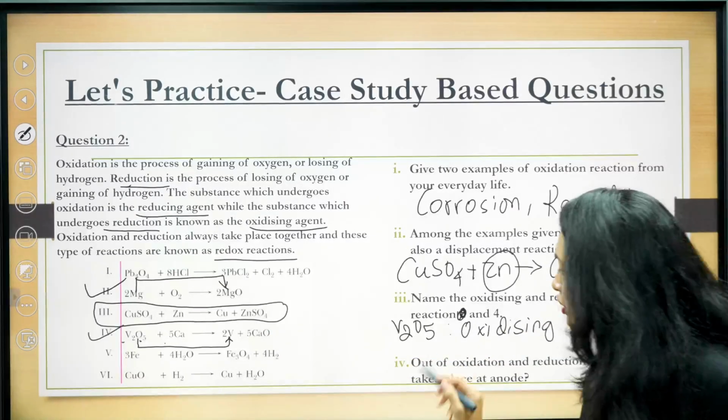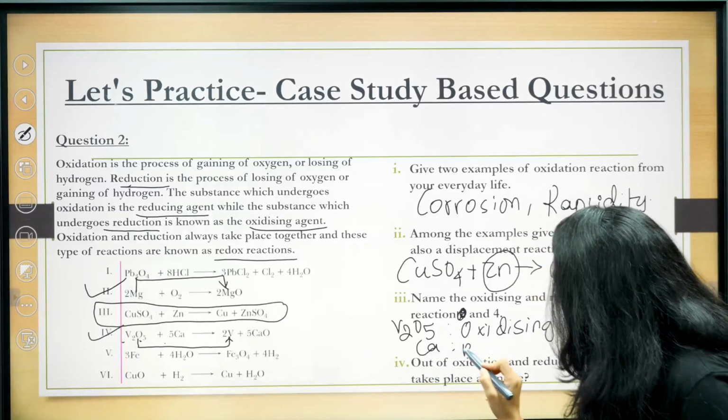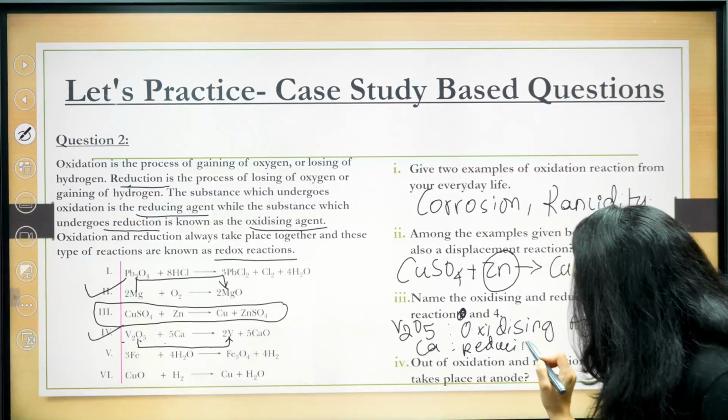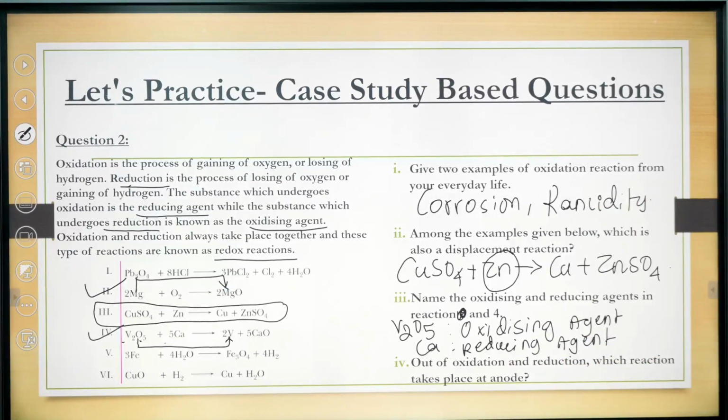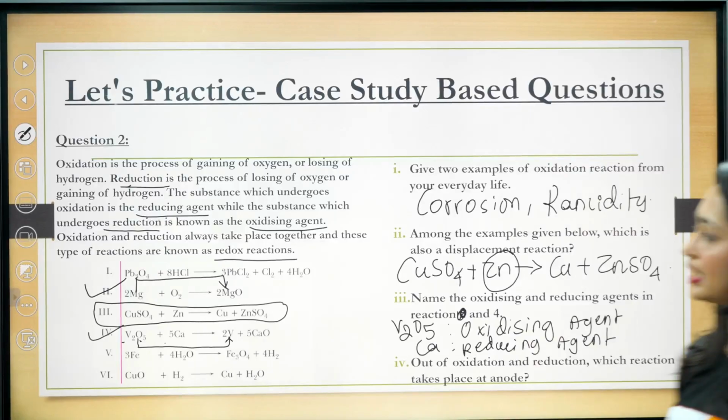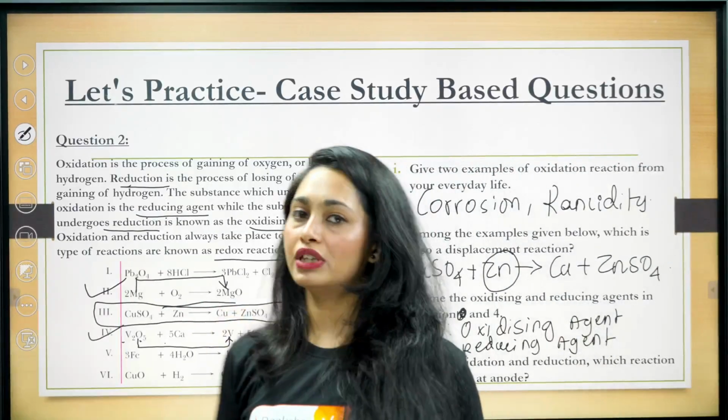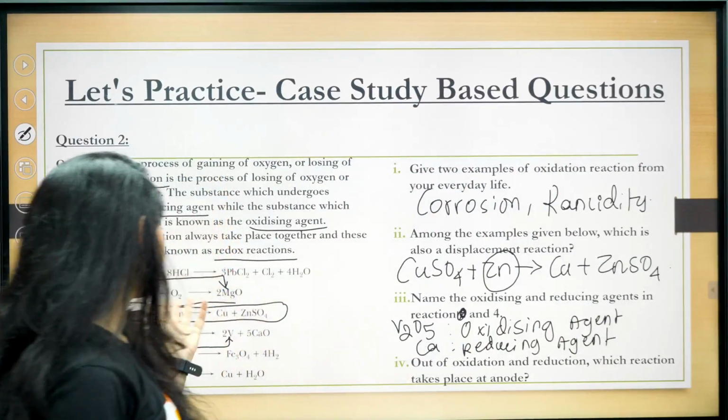Which is the reducing agent here? Calcium is the reducing agent. Okay. So this is just an example for oxidation reaction. So there is no oxidizing agent or reducing agent particularly here.